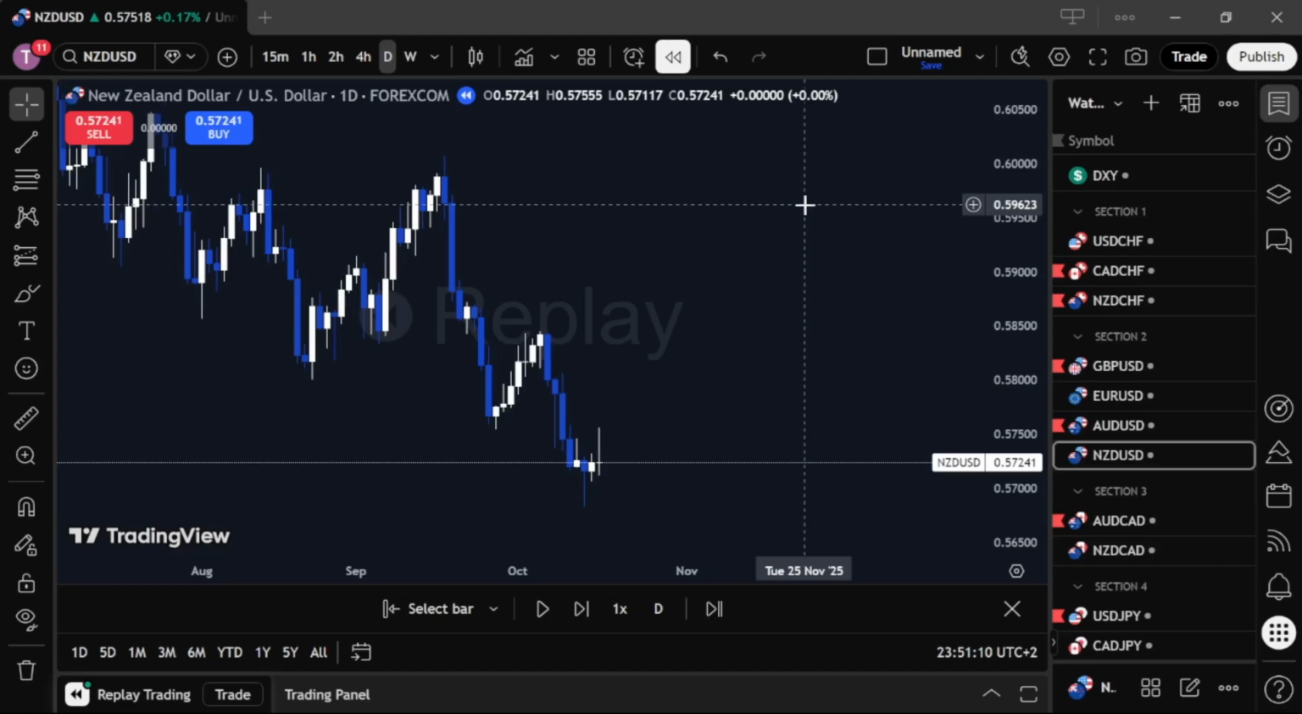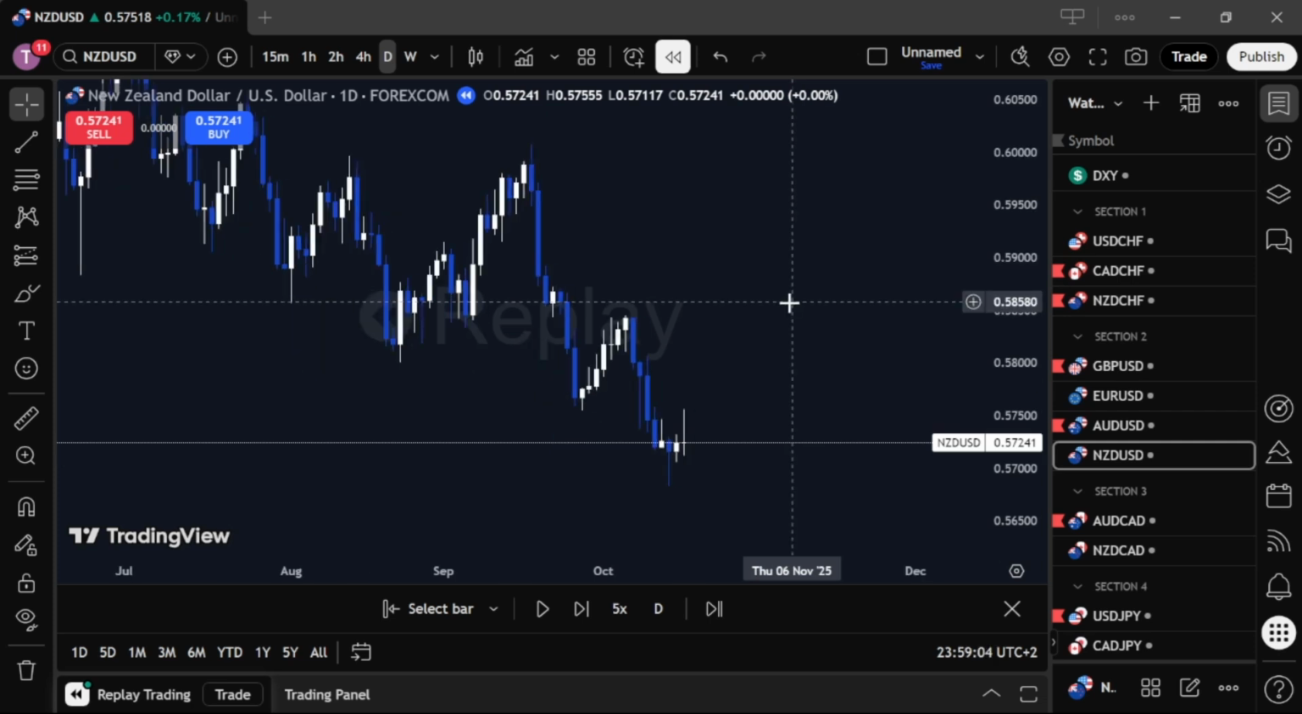Okay guys, let's do a quick recap on the trades that I took between November and October of 2025. First of all, I'm a swing trader, which means I'll be focusing on the higher time frames like the 4 hour or the daily.